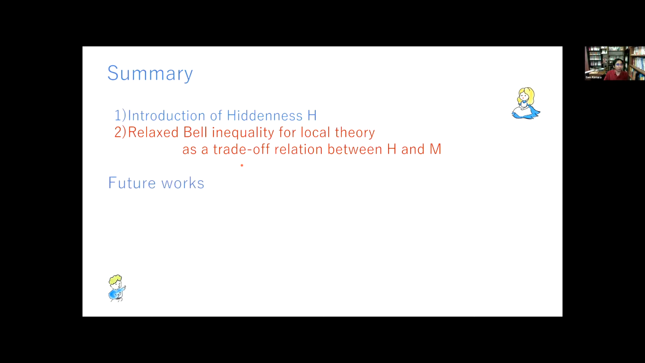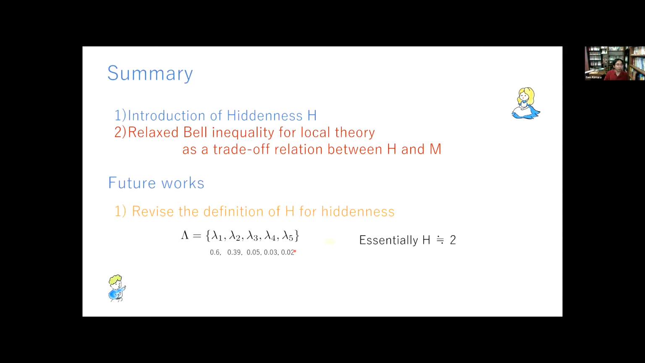For future works, we first want to revise the definition of H for hiddenness. We think this is too simple. For instance, imagine we have hidden values, which has 5 hidden variables set. But if the probability for lambda 3, 4, 5 is negligible, then we need to essentially think that this is the case where H is approximated to 2.